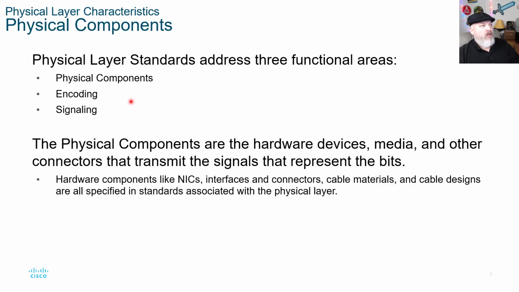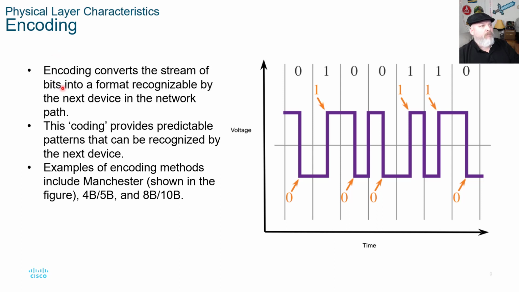Physical layer standards address 3 functional areas: physical components, encoding, and signaling. The physical components are the hardware devices, the media, and other connectors that transmit the signals that represent the bits. Hardware components like NICs, interfaces, and connectors, cable materials, and cable designs are all specified in standards associated with the physical layer. Encoding converts the stream of bits into a format recognized by the next network device in the network path. The coding provides predictable patterns that can be recognized by the next device.